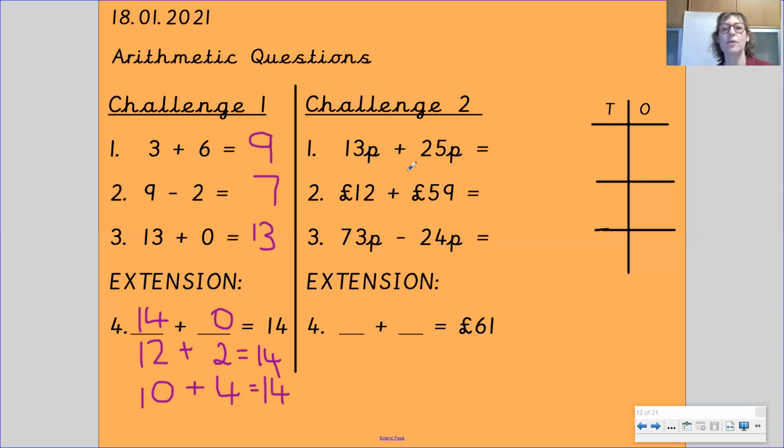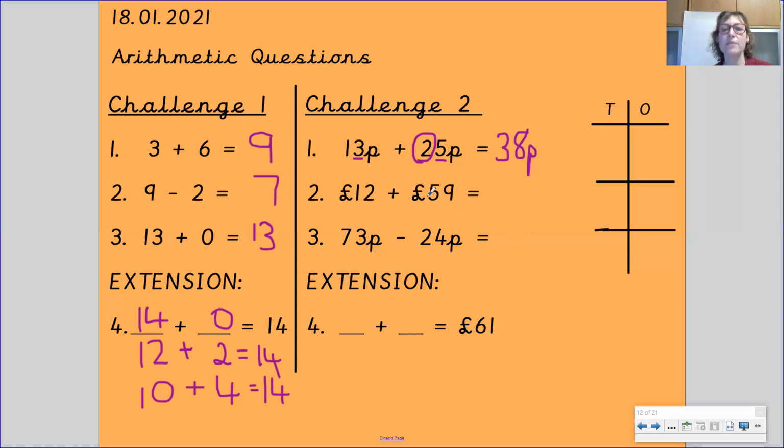Let's have a look at challenge 2. 13p add 25p. Now, this is a 5. My 1 here is 5, and this one is less than 5. So actually I can do that without having to use my 10s and 1s. As long as both the numbers are 5 or smaller, then I can do that in my head. So I'm going to do the 13 and I'm going to add 20 first. So 13, counting in 10s, 23, 33. And then from there, I'm going to add my 5, 34, 35, 36, 37, 38. So that's going to give me 38p.